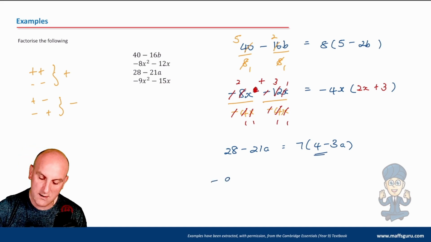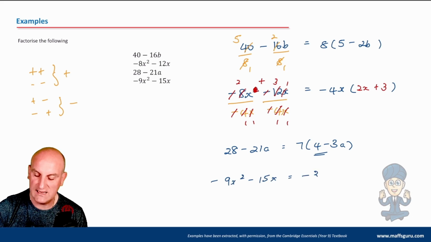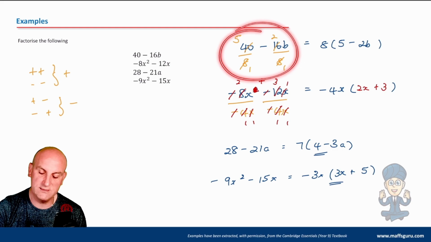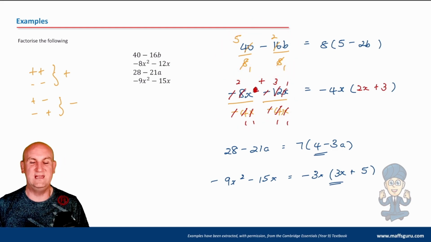And then I've got minus 9x squared minus 15x. Again, we're going to take out negative 3x in this one, and that's going to give me 3x plus 5. And again, stop the video, have a go. All right. I think the important thing at the moment is trying to make sure that you can get this division stuff properly in your head.